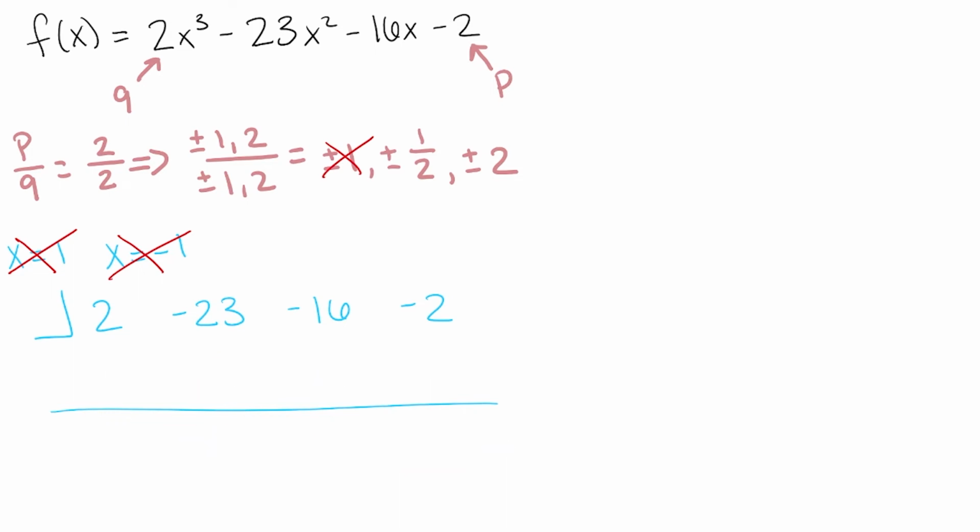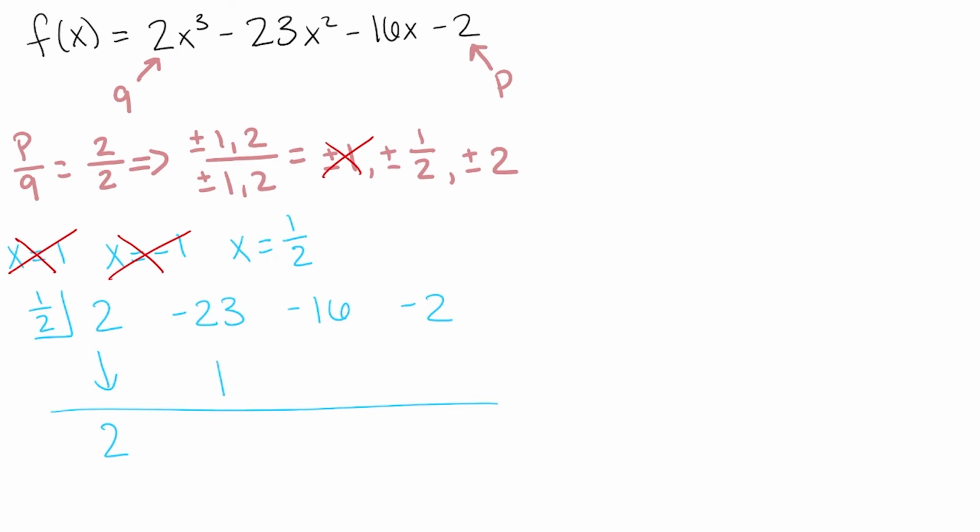In this case, since we only have 6 possible values, let's go in order. Let's go to 1/2. So let's try x equals 1/2. We'll follow the same process even though we're using a fraction for our division. So 1/2 times 2 is 1.